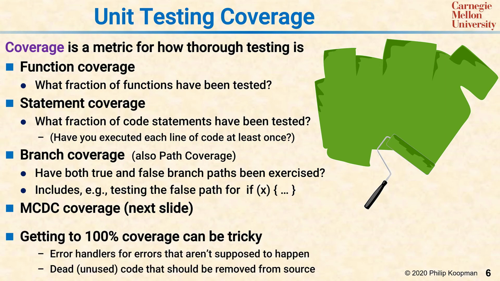Getting to 100% coverage can be a bit tricky. If you have error handlers for errors that are never supposed to happen, you can't get 100% coverage unless you make that error happen. Now you might say, well, it's never supposed to happen, so what's the big deal? Well, the counter to that is, if you have an error handler that you've never actually tested, how do you know it's going to work if that error actually occurs? You need to find some test method to exercise the handler to make sure it really works.